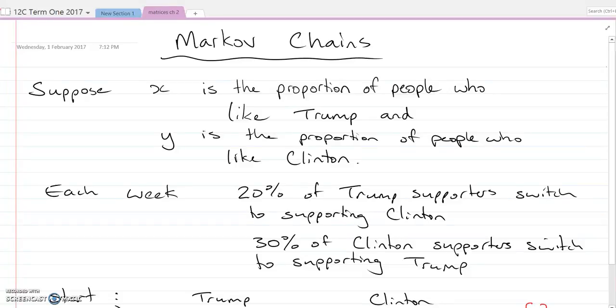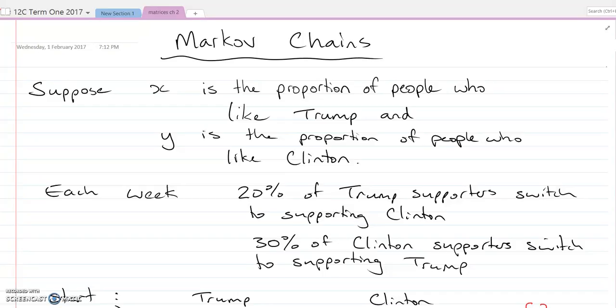Okay, next video is called Markov Chains. Okay, so here's an example. Suppose X is the proportion of people who like Trump and Y is the proportion of people who like Clinton. So proportion meaning like a percentage, or it could be like 0.2 and 0.8, for example, X and Y.